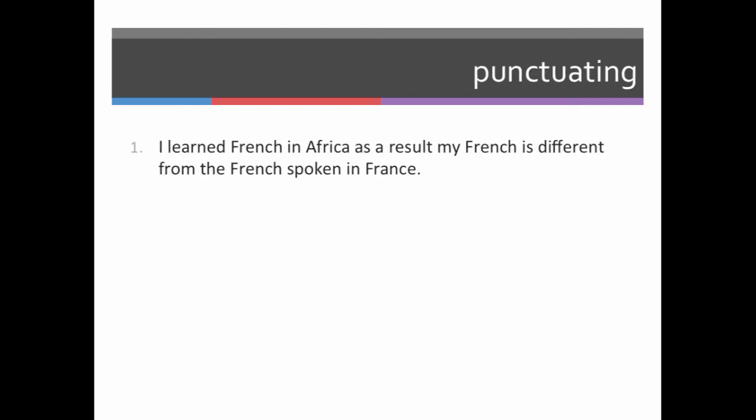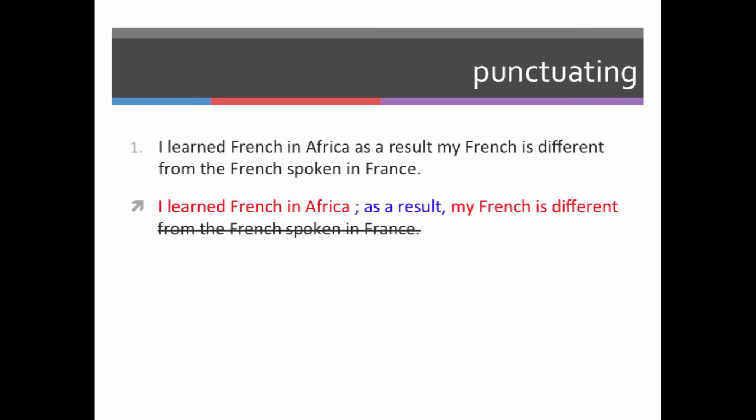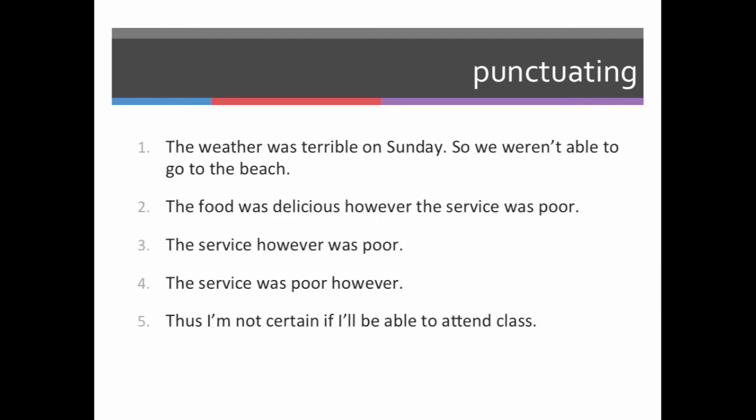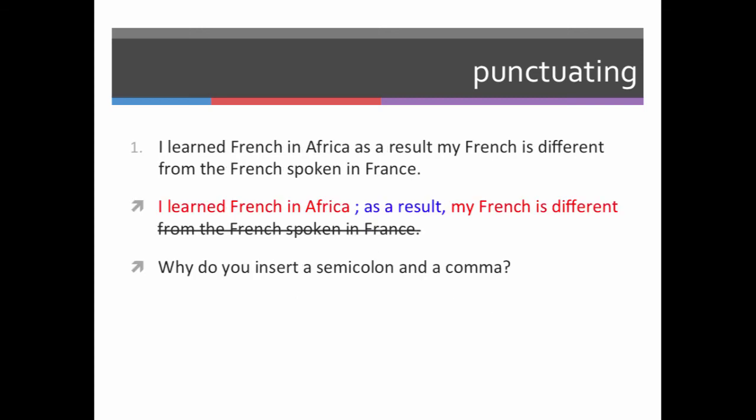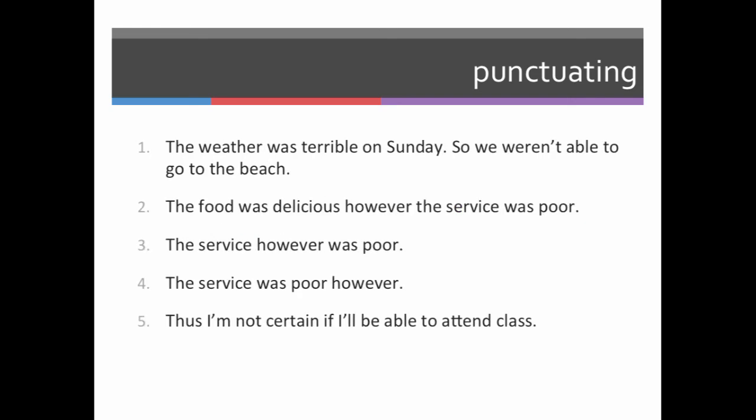So if we look at number 1 here, this is from your textbook. So let's look first, and we can see that I learned French in Africa. As a result, my French is different from the French spoken in France. So we need to determine how many clauses. So we have I learned French in Africa. That is one independent clause. Conjunctive adverb, as a result, comma, my French is different from the French spoken in France. So again, we use a semicolon because we are conjoining two independent clauses.